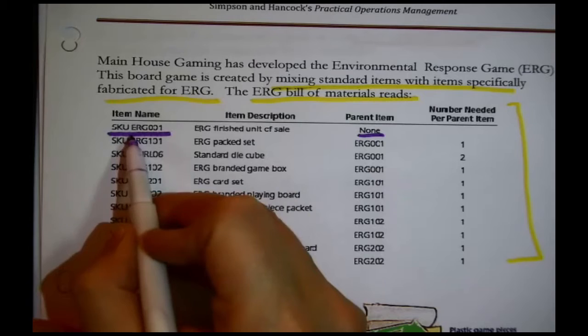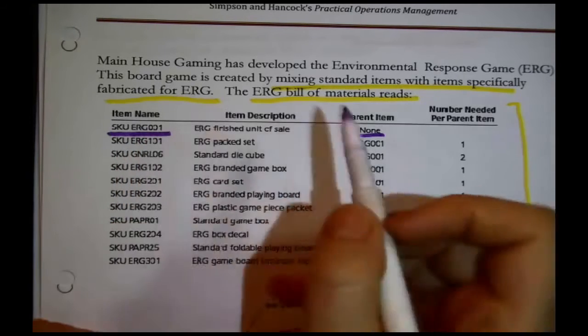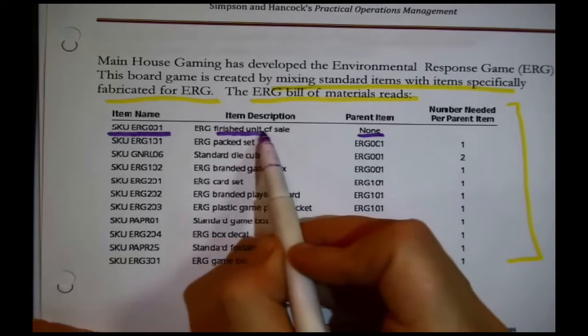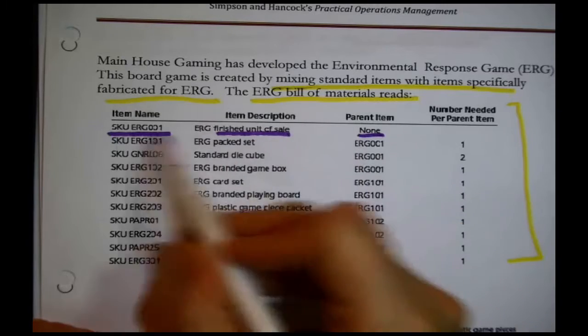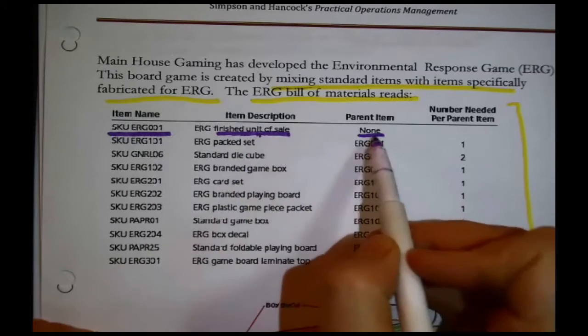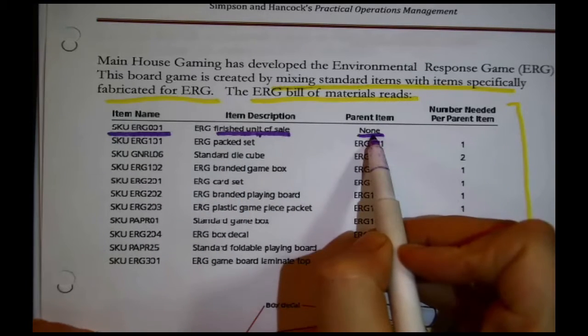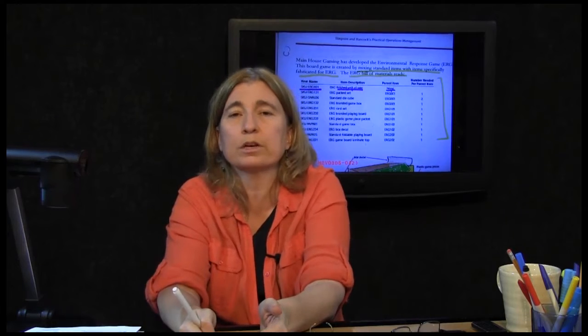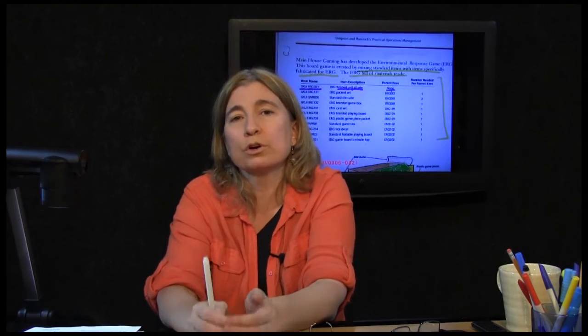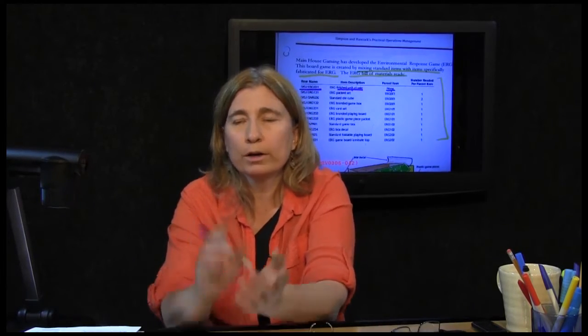SKU, stock keeping unit, ERG 001. The ERG, yeah, it says finished unit of sale. Even if we didn't notice that, this tells us that the finished goods have no parents. By definition, they're the end. That's what we sell to the outside world. So there's no so-called parent item. That's what we're looking for. Oh, found it. Code name ERG 001. This is going to begin the product structure diagram.